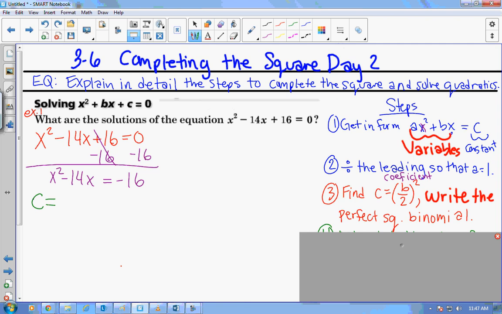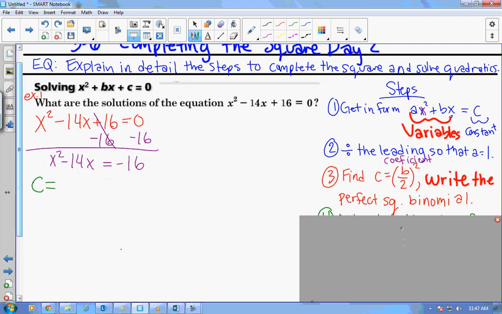So every single time you do one of these problems, you should write down the formula every time. The more you write down the formula, the more you'll start remembering it. What is the formula for c? B over 2 squared. Okay? Turn to your neighbor, please, and tell them what is the coefficient in the b position from our purple right here.